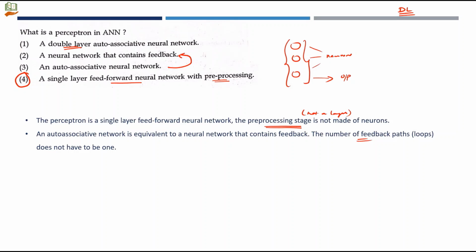If they ask you what is auto-associative neural network, you should be able to find the answer as neural network that contains feedback, because they are just telling it is equivalent to. It means it is going to have a similar structure.